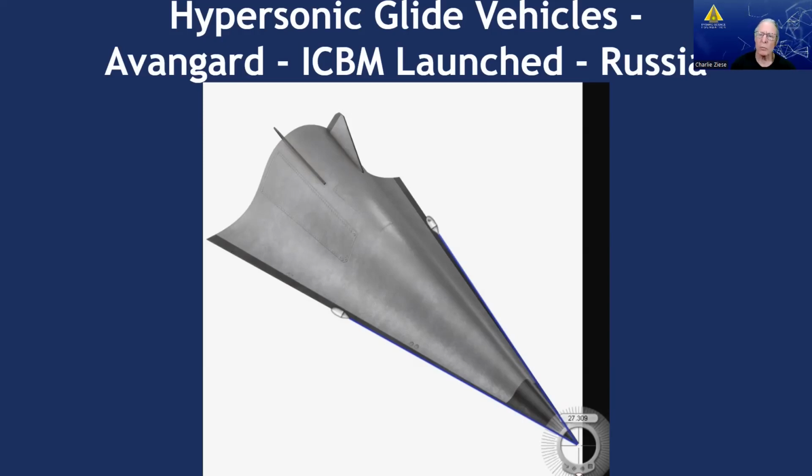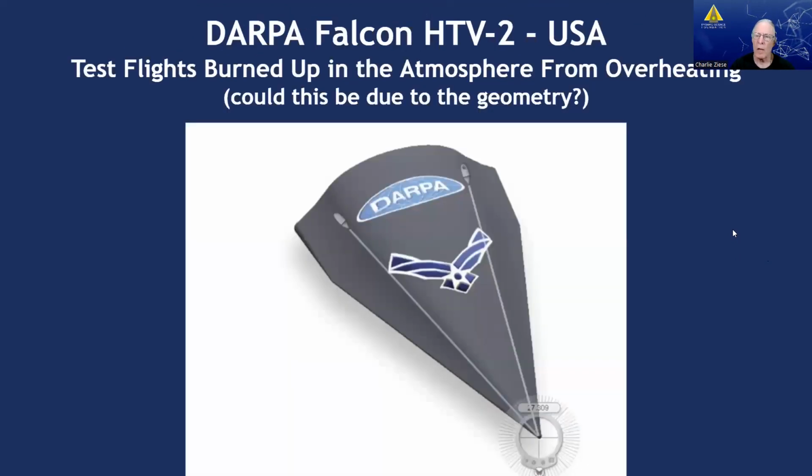But I just wanted to show you that the Russians, whose device is successful, uses this geometry. However, the geometry of the US devices, this one was tested about 10 years ago, didn't. And what happened to it? It burned up in the atmosphere from overheating. Now, I'm not an engineer, but I'm going to suggest that this may have been a significant factor in this design not working and burning up in the atmosphere.